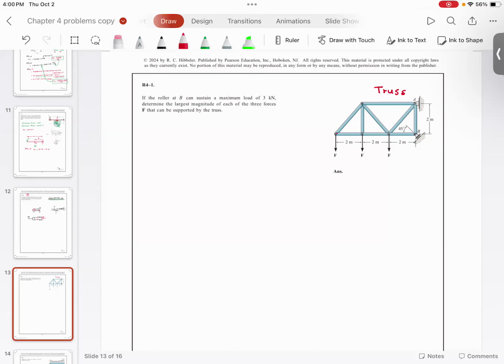Because remember, this is one link. This is another link. This is another link. This is another link. This is another link. This is another link. This is another link. And all these links are pinned.